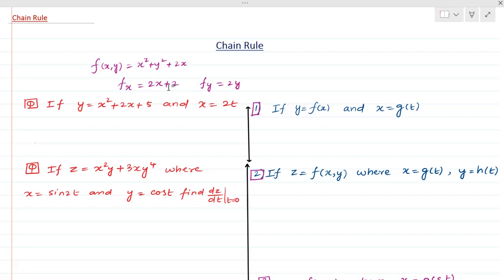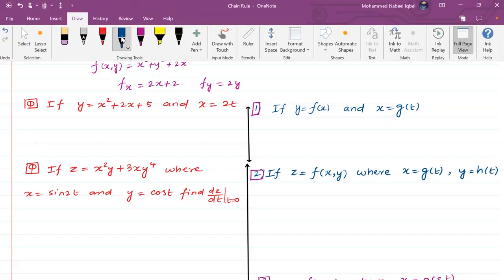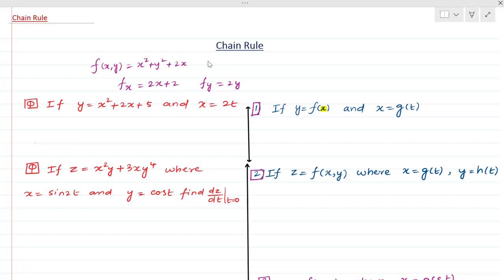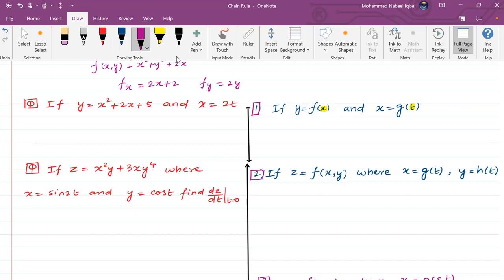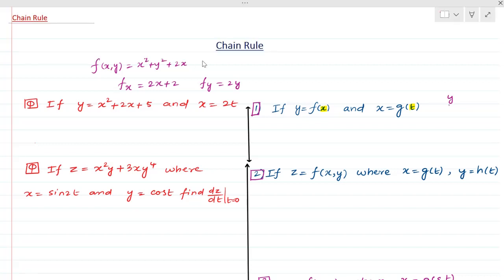Now here there is a function of a function which is given. So first, we have to understand the rule. What is here? y is a function of x, and x is a function of t. I will draw a diagram here.